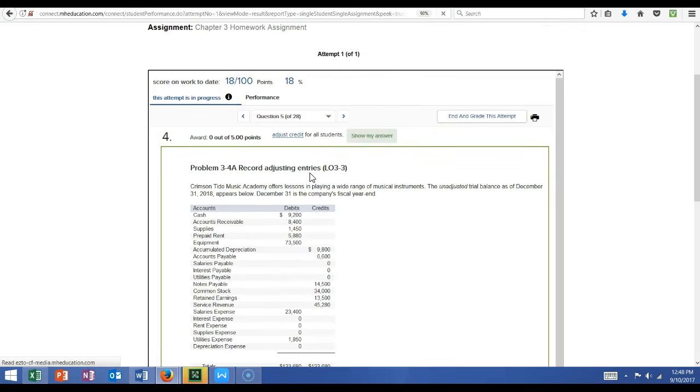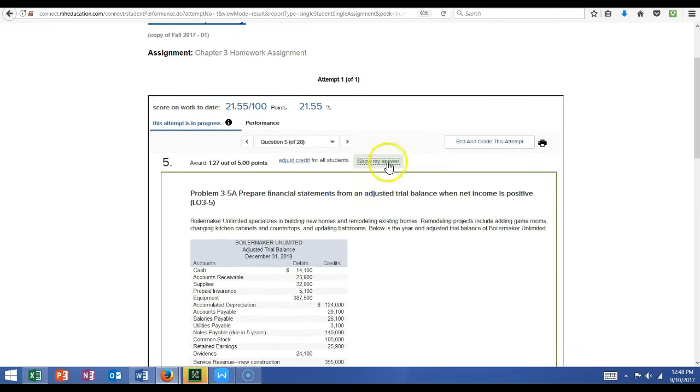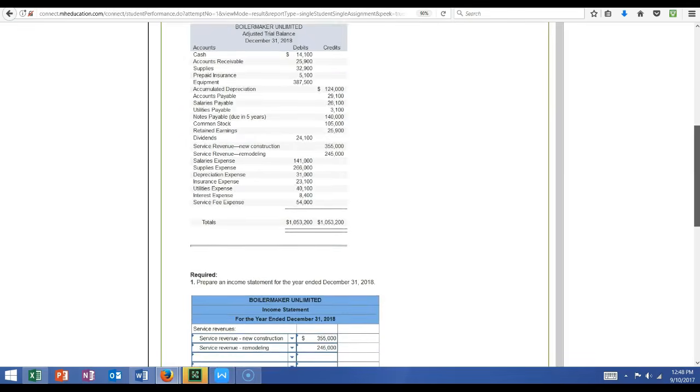Next, number 5, Boilermaker Unlimited specializes in building new homes and remodeling existing homes. Remodeling projects include adding game rooms, changing kitchen cabinets and countertops, and updating bathrooms. Below is the year-end adjusted trial balance of Boilermaker. So this is giving us the adjusted balance.